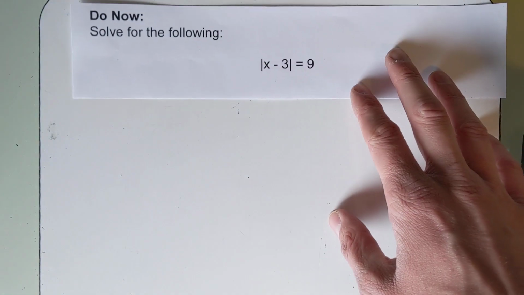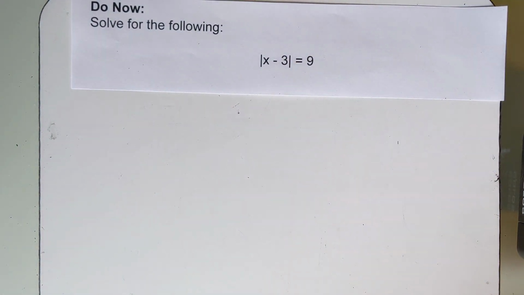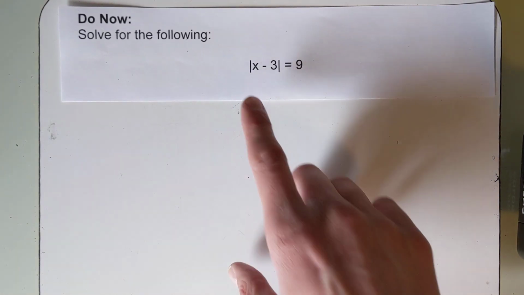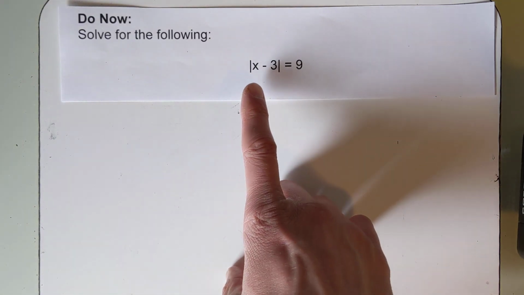Let's go ahead and take a look at our very first question. Our first question on our do now is the following. We have the absolute value of x minus 3 is 9. What you're going to need to do is solve for the variable, so solve for what x is equal to. Again, there are 2 possible answers here. It's okay if you're not sure what they both are, just have at least one answer written down. That is the expectation on your lesson.